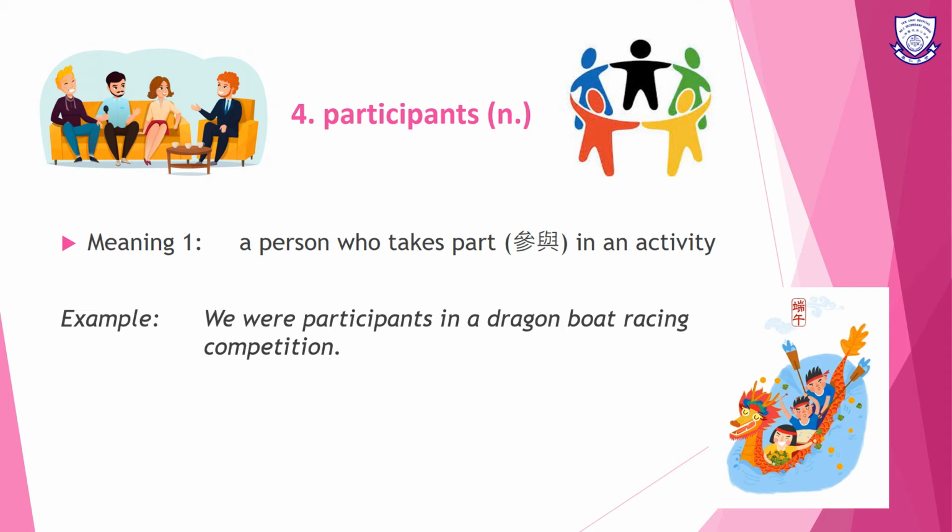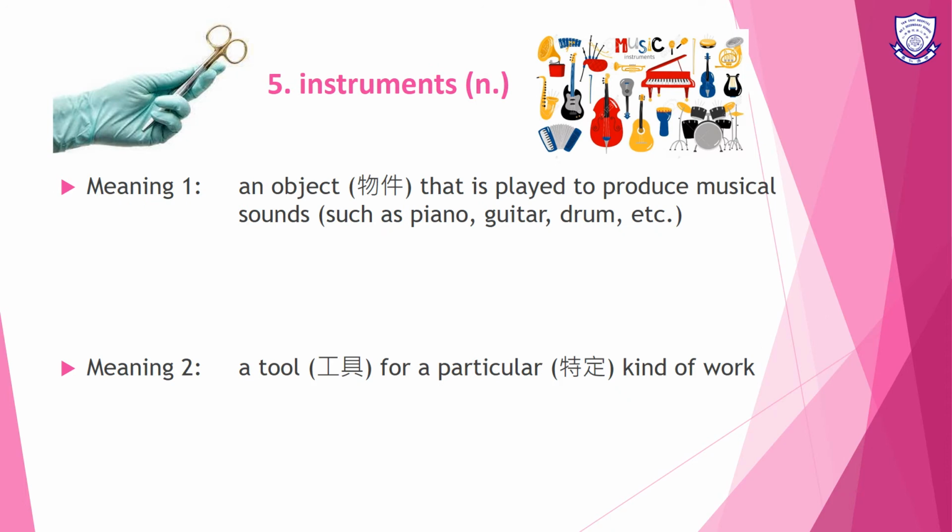And next, instruments. It is a noun, and this word instruments has two meanings here. The first meaning is an object that is played to produce musical sounds, such as piano, guitar, drum, etc.